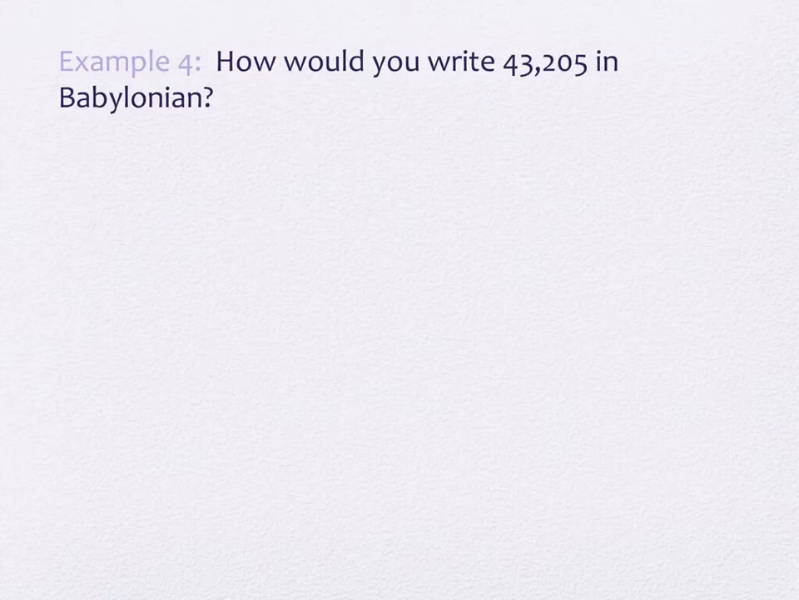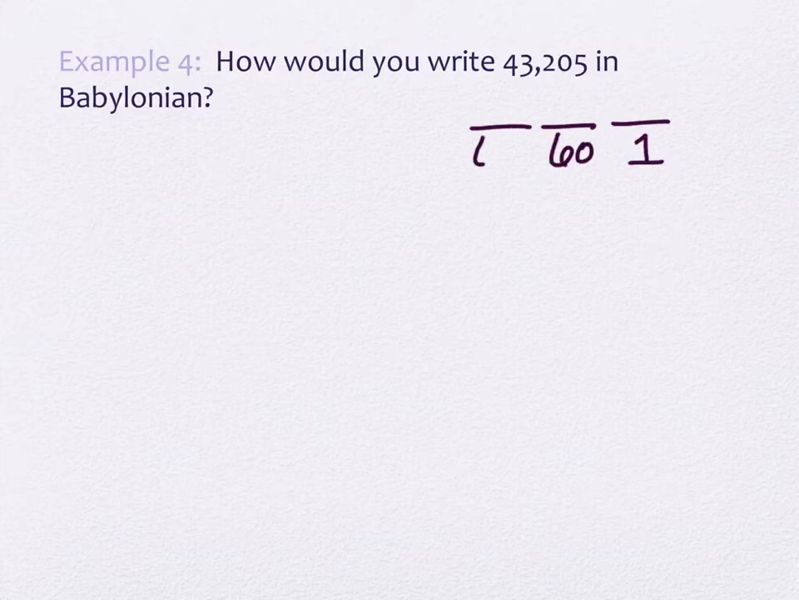So what we're going to do first is figure out what the place values are worth in their system. We have the ones place, we have the 60s place, so that's all good. The next one is 60 squared. What is 60 squared? 60 times 60. Thank you. It's 3,600.